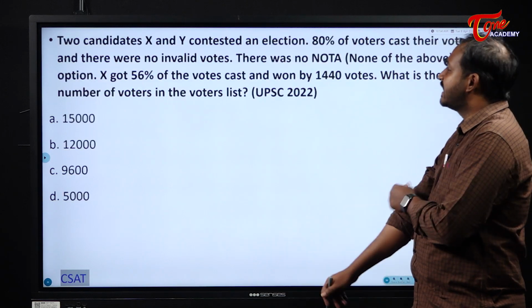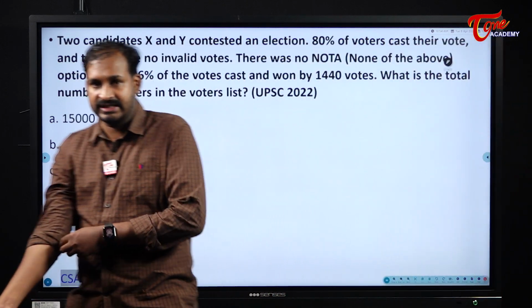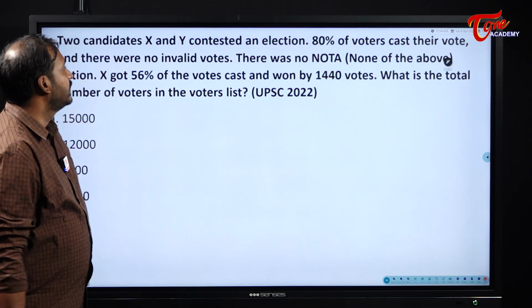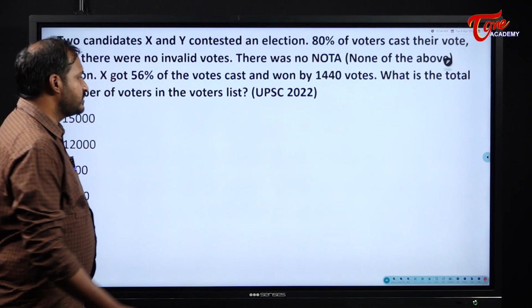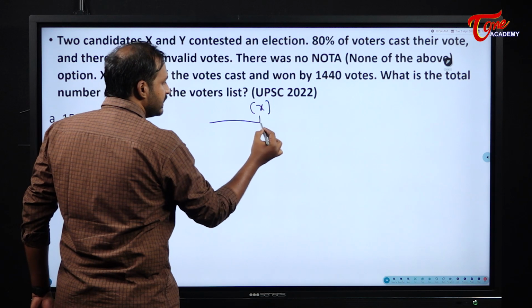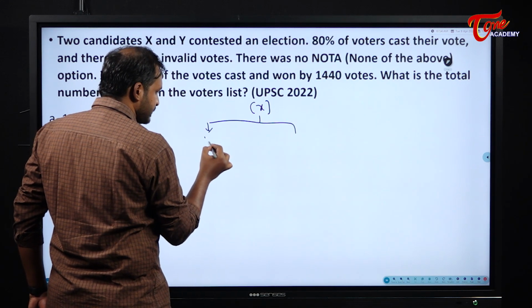Okay, next one. Two candidates X and Y contested an election. We already discussed this while covering the concepts of the election topic. 80% of voters cast their votes. So assume that the total number of voters is x. In this, 20% didn't cast their votes.